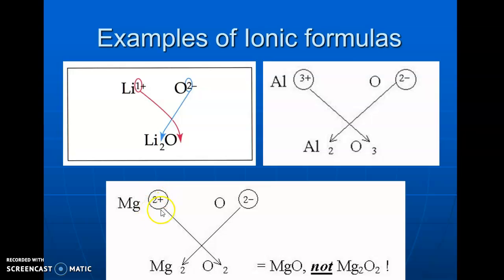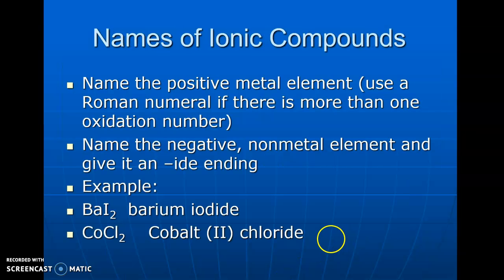Magnesium oxide, magnesium is a +2, oxygen is a -2, crisscross, and we get Mg2O2. This is an example of having common multiples, so we would reduce that, and the correct formula then is MgO, not Mg2O2. When we name them, that would be if you're given the formula and you have to come up with a name, you first name the metal. If there are multiple charges, multiple oxidation numbers for that metal, then we will have to use a Roman numeral. We'll talk more about that.